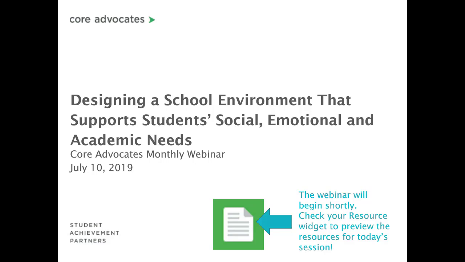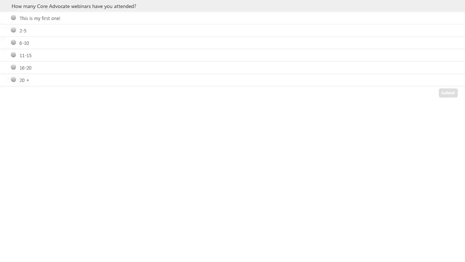We're actually going to start with a quick poll. You should be able to just click right on your screen and identify how many Core Advocate monthly webinars you have actually been able to attend, from this being your first one, to all the options, which are over 20. We're going to give you a minute to get those results in.